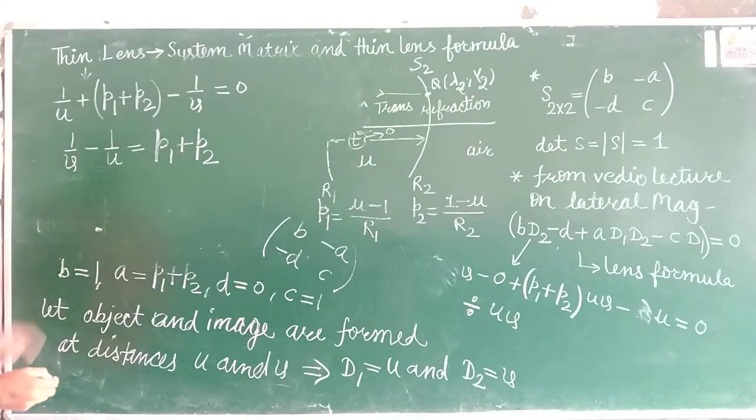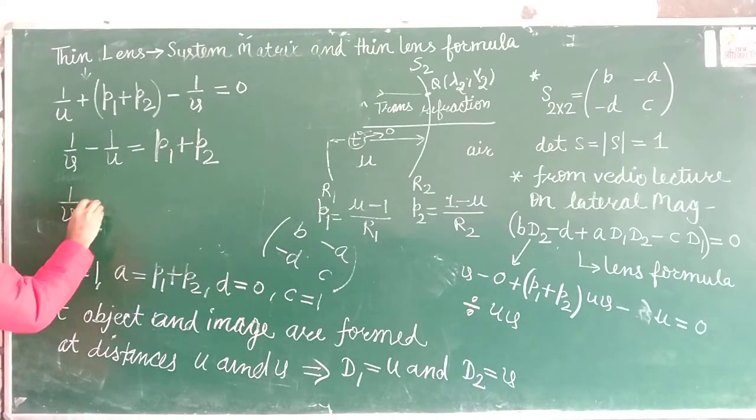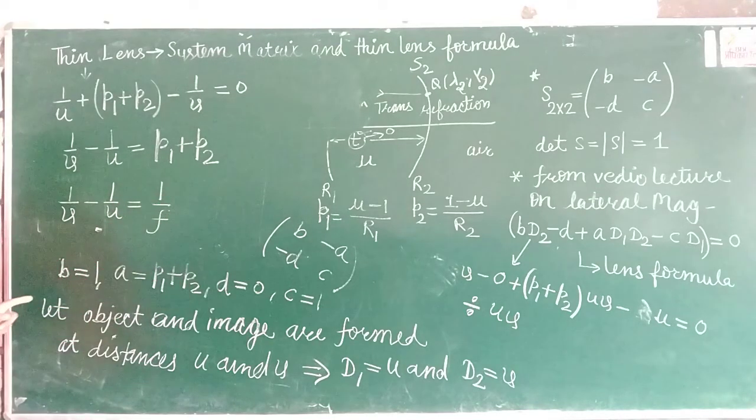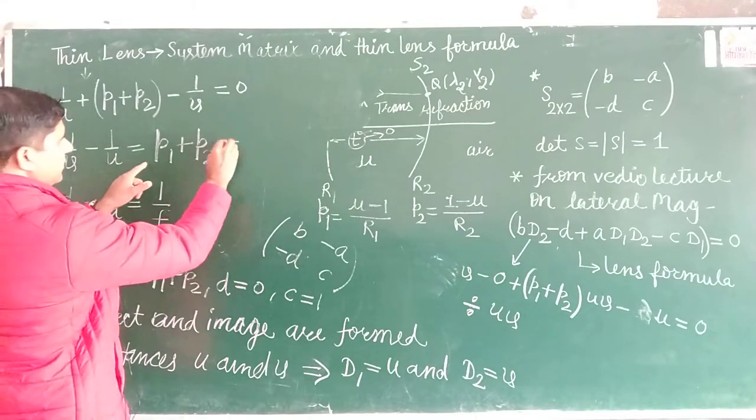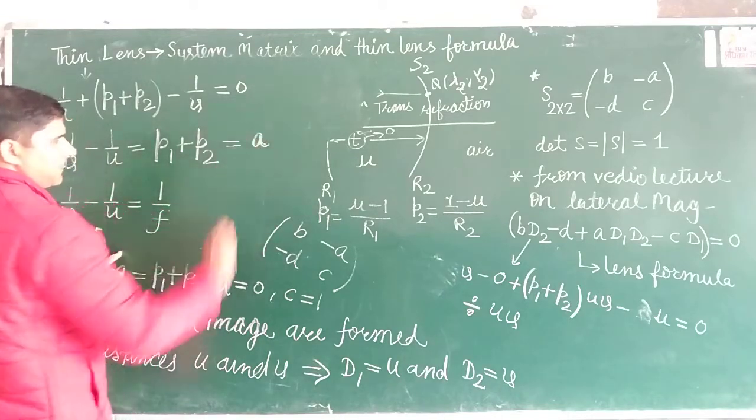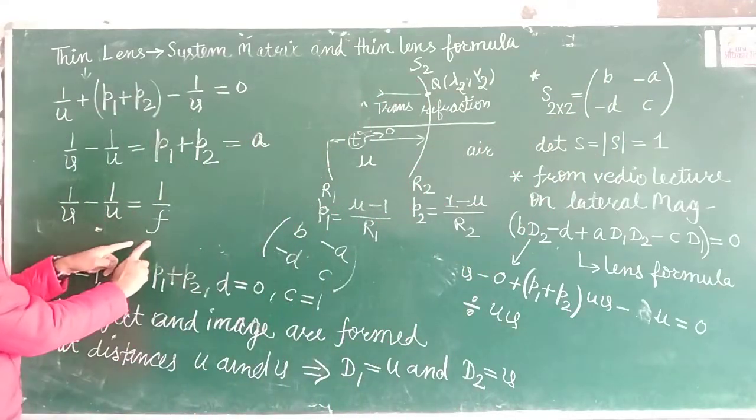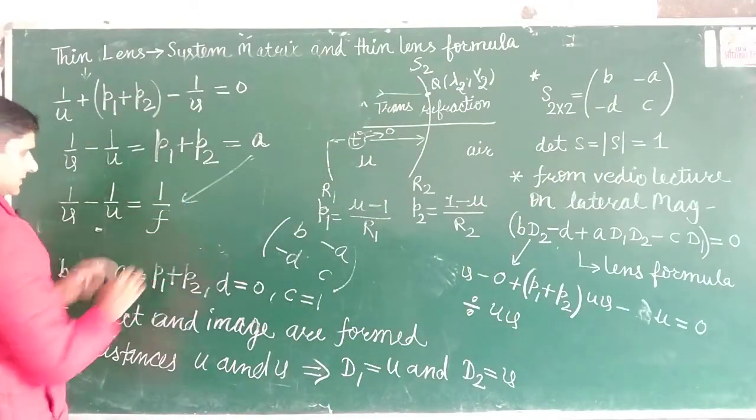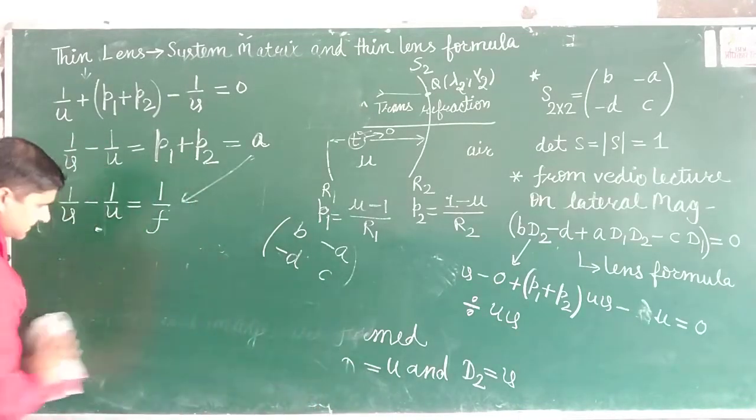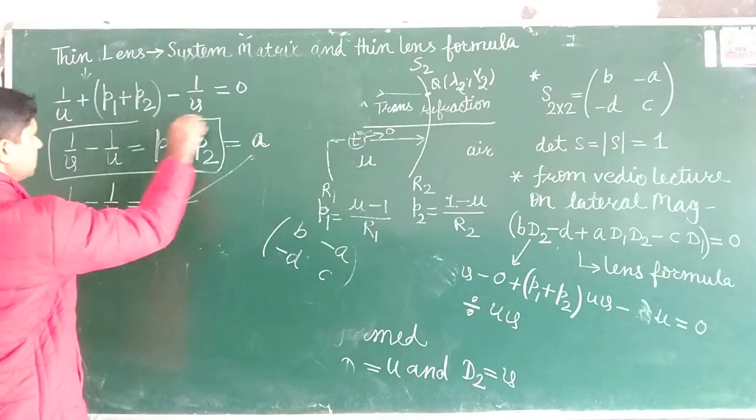Okay. Now you are to compare it with the equation of the lens formula, that is 1 by v minus 1 by u equals 1 by f. So from here you can compare. And what is this? P1 plus P2, this is A. So if you compare, then the inverse of this element will give you the focal length. So here we will get the lens formula for a thin lens, which is given by this relation.